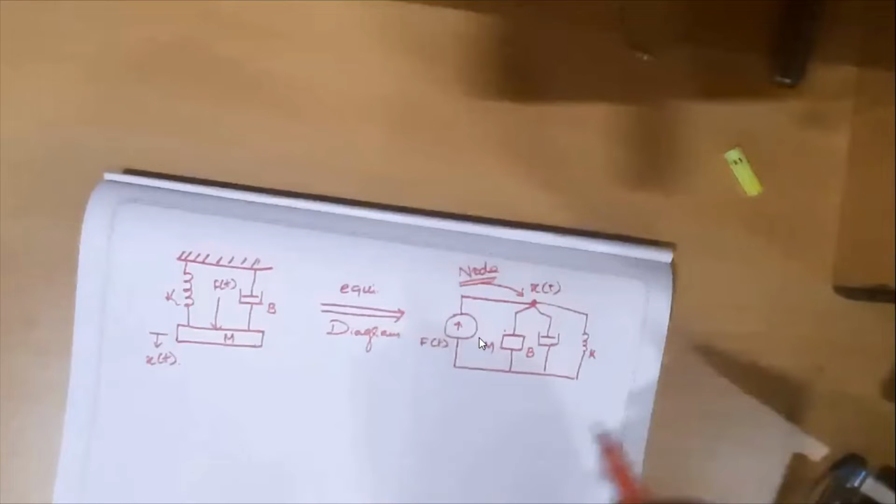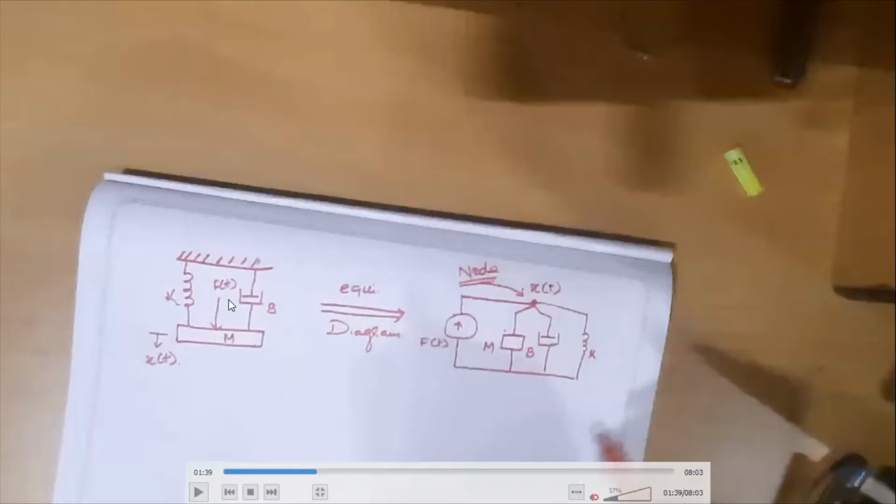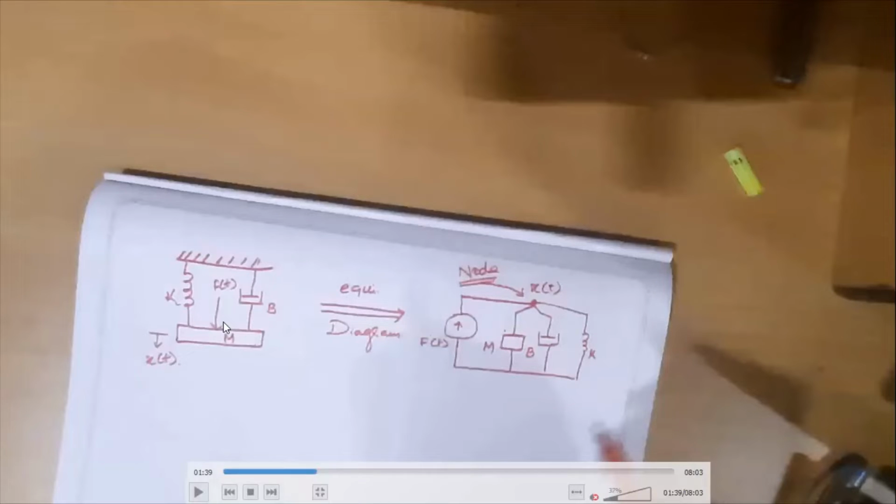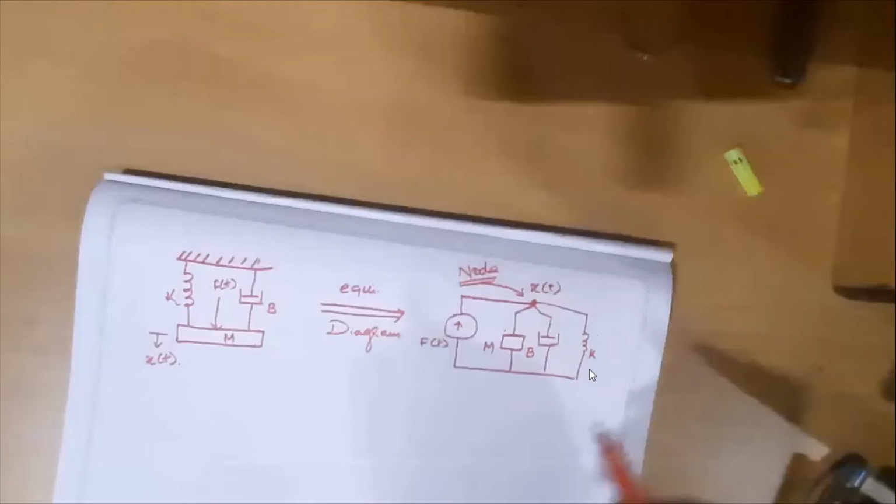Excuse me, sir. Yes. Why parallel, sir? Why not in series? That's right, I will explain. What this diagram explains is that the input is f of t, and this force is getting distributed to all the elements like this. So that's why all these are parallel. I hope I have answered your question. Force is getting distributed to all the elements, so that's why it is parallel.